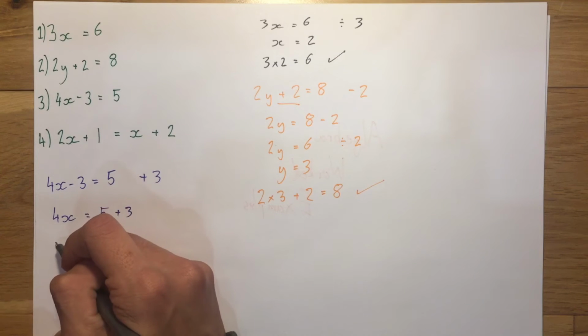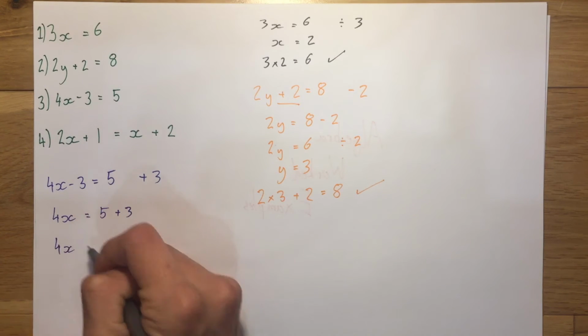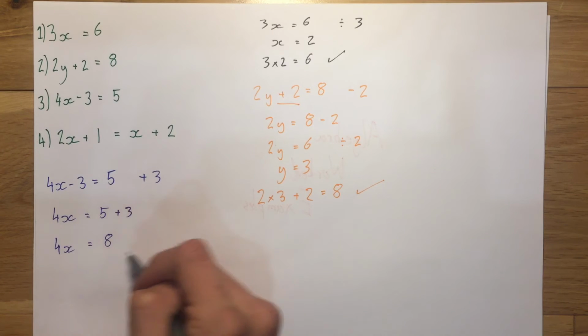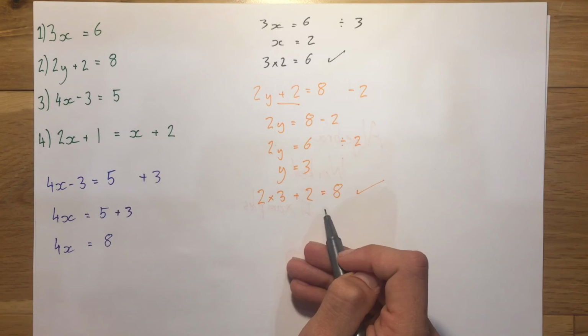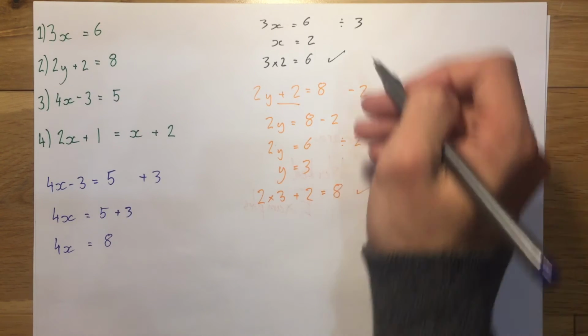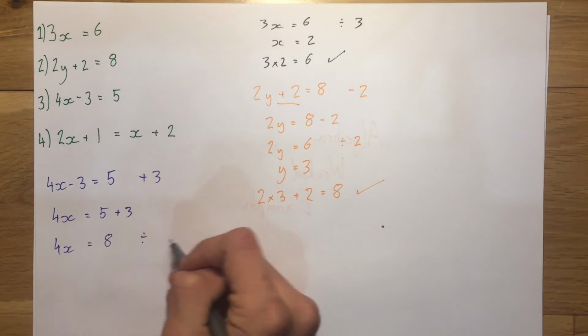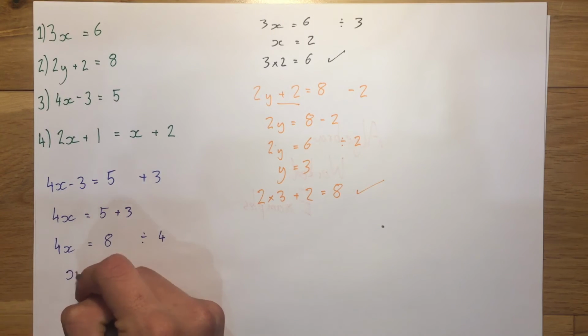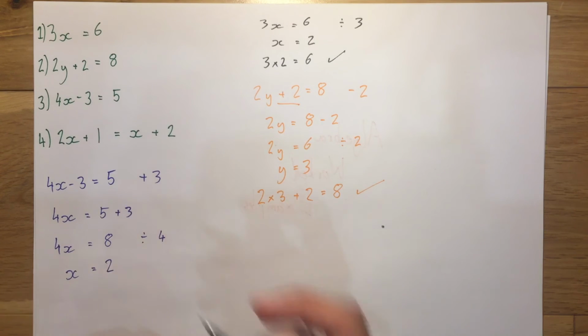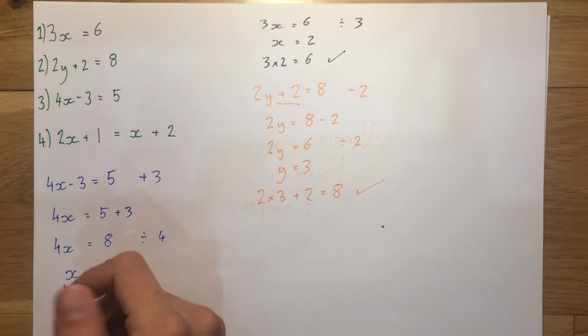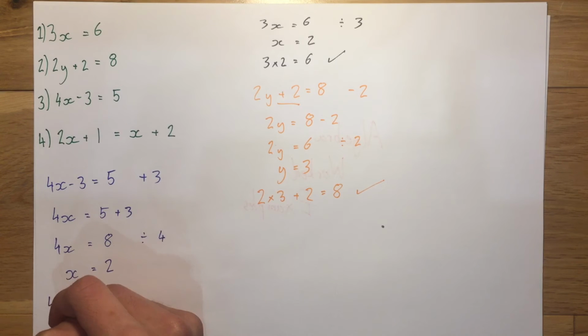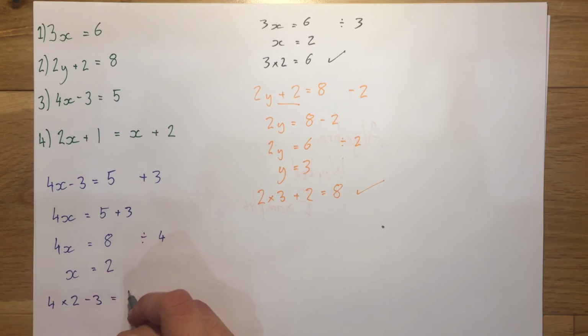And we know that 4x is therefore equal to 8. And then similarly to before, where we divided by 2 and we divided by 3, we're going to divide by 4 and find that x is equal to 2. And then we can put this back into our original equation of 4x minus 3 equals 5. 4 times 2 minus 3 is equal to 5, which is of course correct.